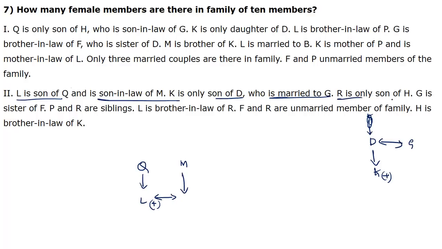The next one is R is the only son of H. So R is the only son of H. H's only son is R. R is the only son of H, but then we don't know.